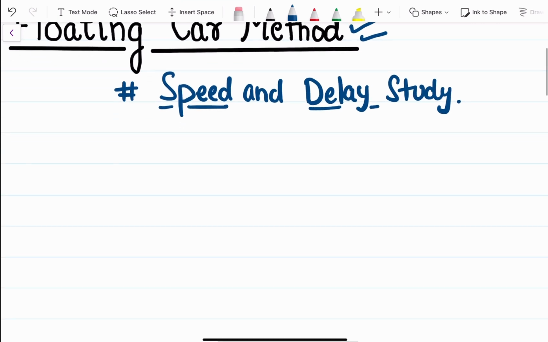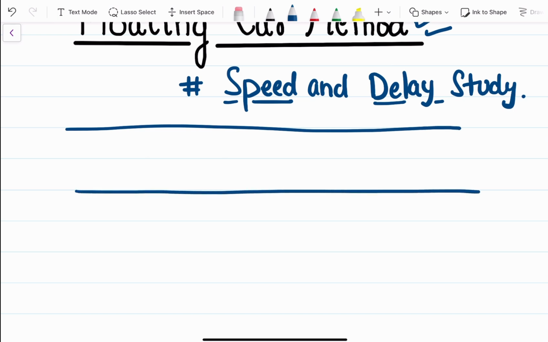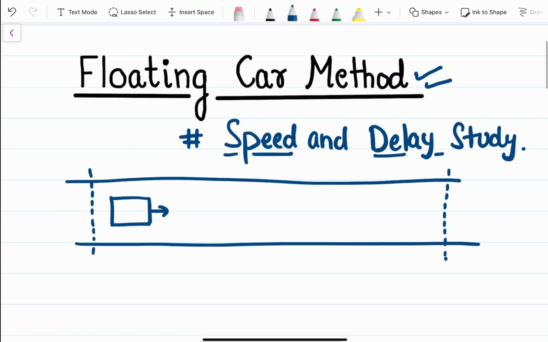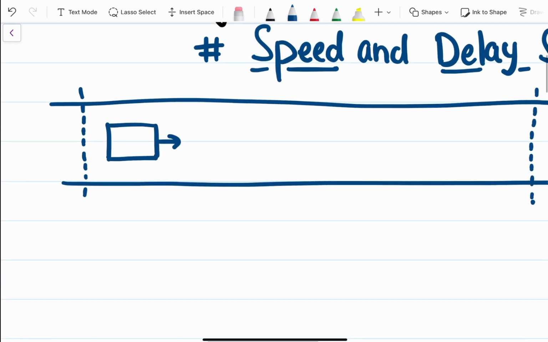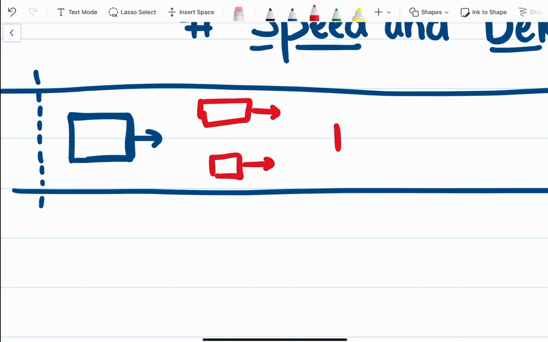All right. So in this method, a test stretch is adopted. A road section that is under the purview of the study is selected, and a test vehicle, which is a car in this case, has a name here, floating car. This car moves under the prevailing traffic condition.